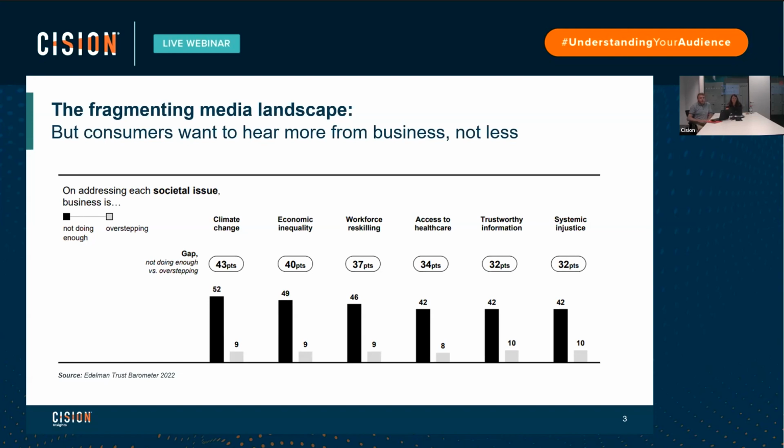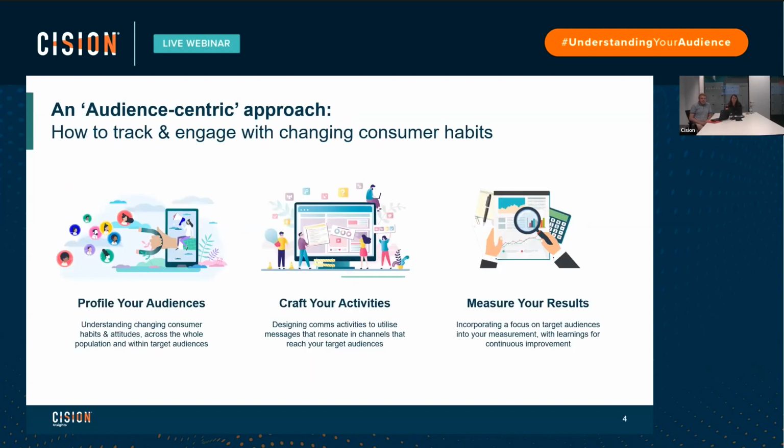So how do we go about approaching this? Well, the next slide really covers what we believe at Cision to be an audience-centric approach, so that we're really using data to drive the way that you strategize about who your audiences are, how you craft the activities that you want to undertake in order to reach those groups, and ultimately, this is Cision after all, how you make sure that you measure and use data to drive continual improvement in your approach to these audiences. And so that's what we're going to walk you through today.